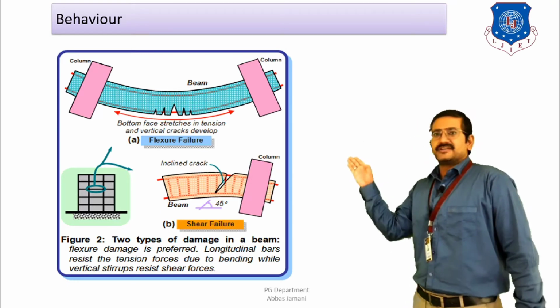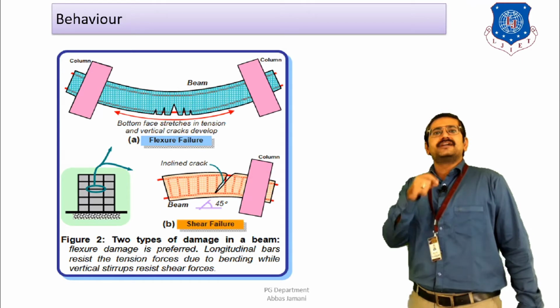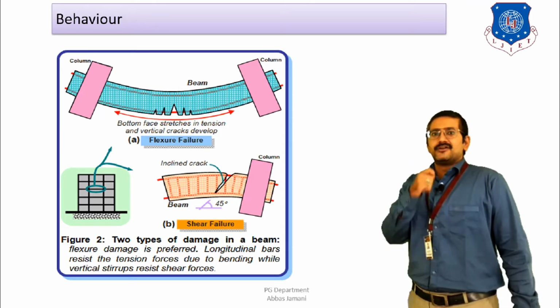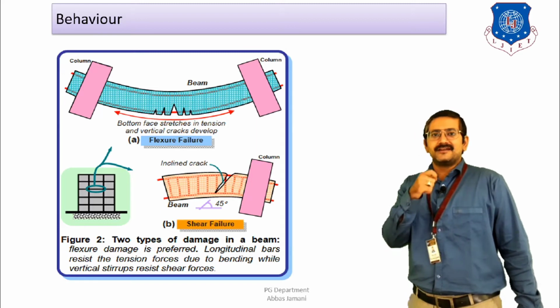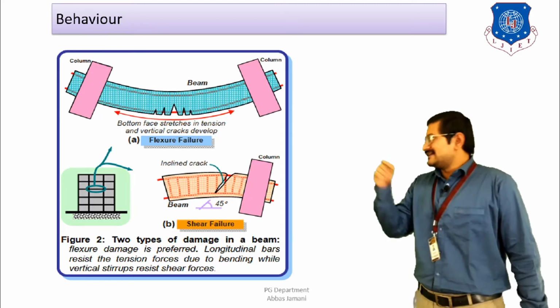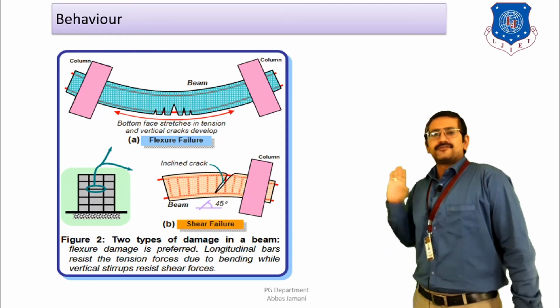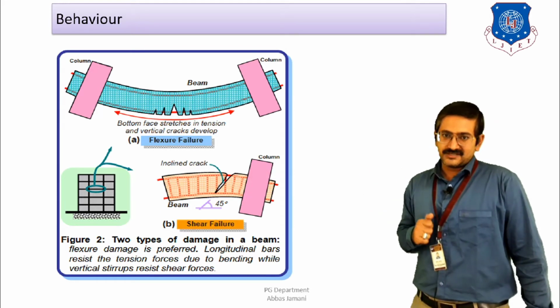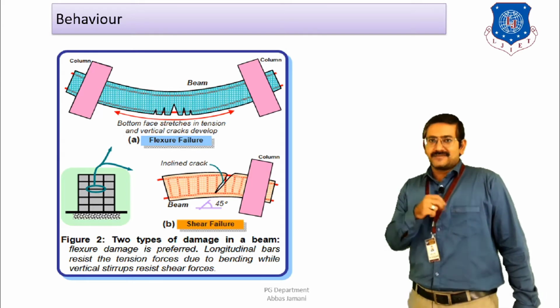And when I talk about the moment, then in that case the moment is going to be more at the center and less towards the support. So that is why longitudinal reinforcement is going to be required in greater quantity in the center of the span, and shear reinforcement is going to be required on a higher side near the support sections, right? And that is why these two types of failures are there.